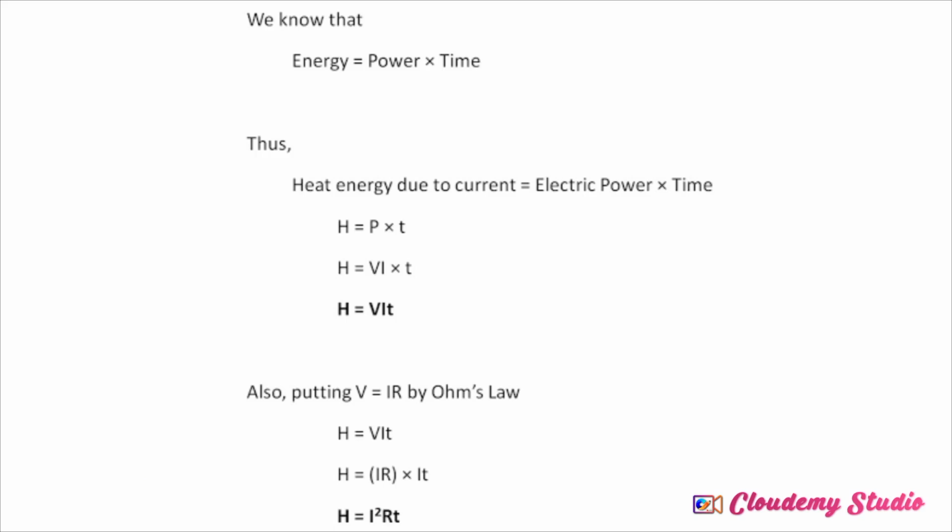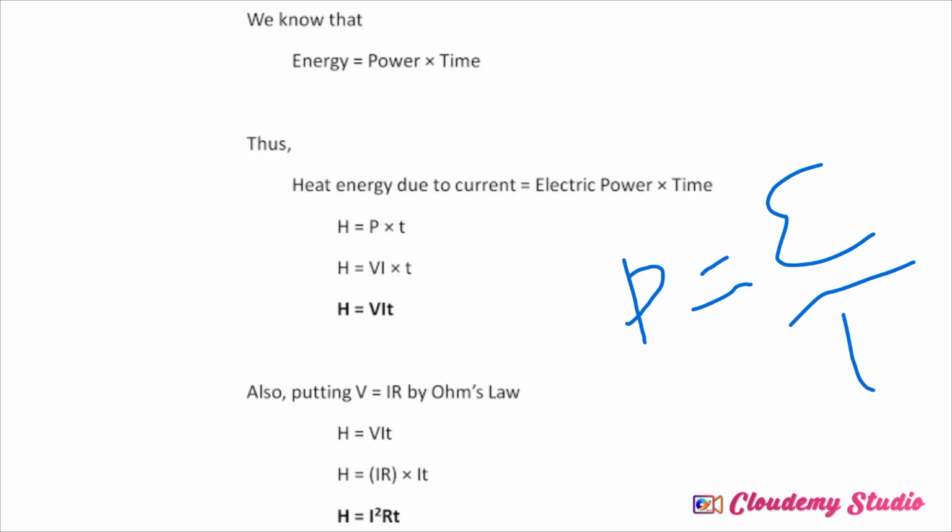Another important aspect you should be familiar with is electrical appliances. Don't forget, power P is equal to what? Energy over time. So power times time gives you energy. This energy could be Q, that is heat energy.